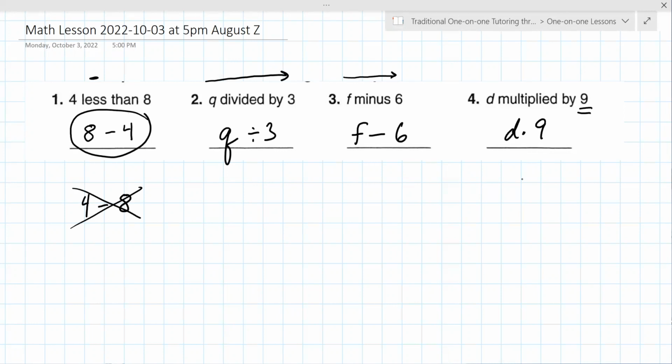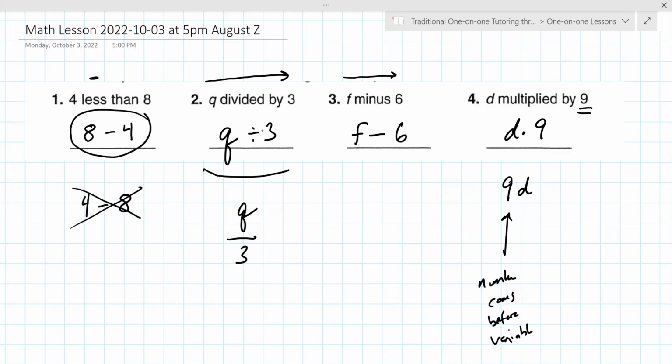The one on the right here, you would actually want to write this as 9D. The number comes before the variable. That's a preference, and that's going to be something that you see the more math you take. Another thing for number 2 is that we generally use the fraction bar rather than the division operator. It's a preference. I don't know why, but as you take more math, you will never write this symbol anymore. You will write the fraction bar.